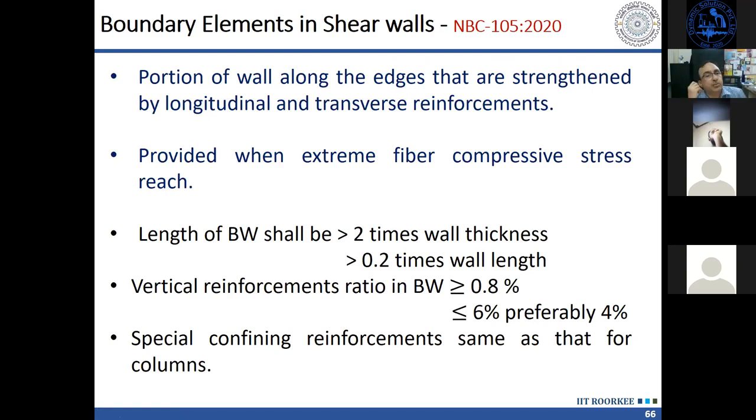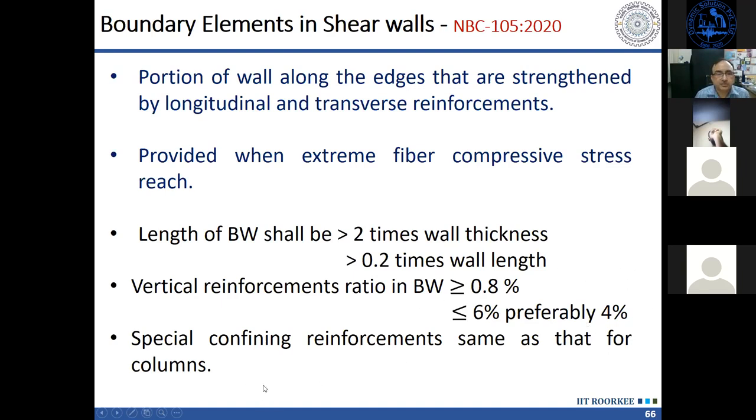The boundary element will be provided throughout in all buildings, all shear walls, irrespective of how much bending moment and axial force is acting. The boundary elements need to be provided, and this boundary element will be 0.2 times the wall length, 20% of wall length, or 2 times the wall thickness. In that portion, the special confining reinforcement will be provided, and longitudinal reinforcement will also be concentrated there. The minimum longitudinal reinforcement is 0.8%, and it should not be more than 6% and should be 4%, the same limits as we had for columns.